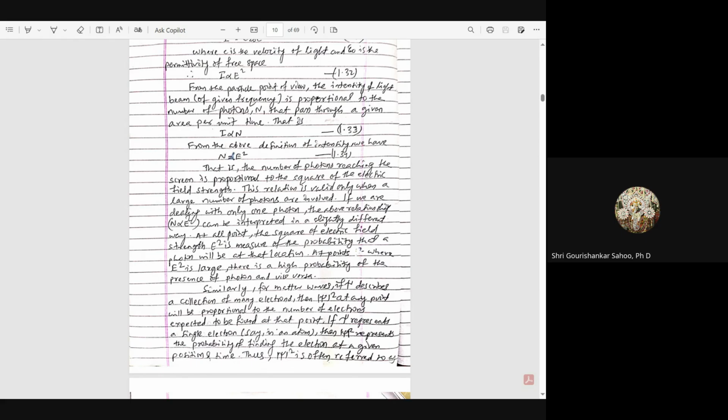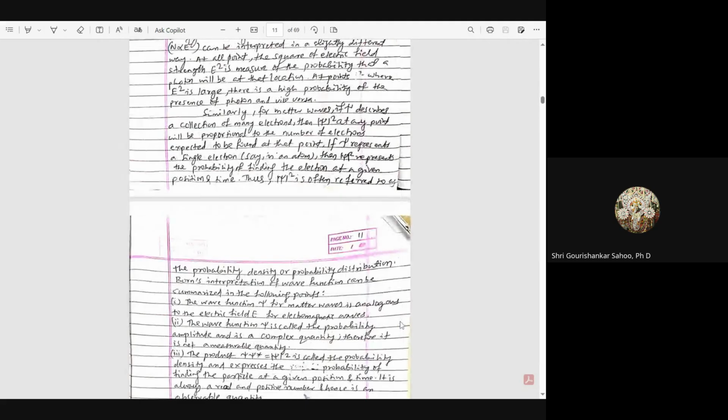The square of the electric field strength, E square, is a measure of the probability that a photon will be at that location. So at a point where E square is large, there is a high probability of the presence of a photon, and vice versa. Similarly, for matter waves, if psi describes a collection of many electrons, then modulus of psi square at any point will be proportional to the number of electrons expected to be found at that point. If psi represents a single electron, say in an atom, then modulus of psi square represents the probability of finding the electron at a given position and time.